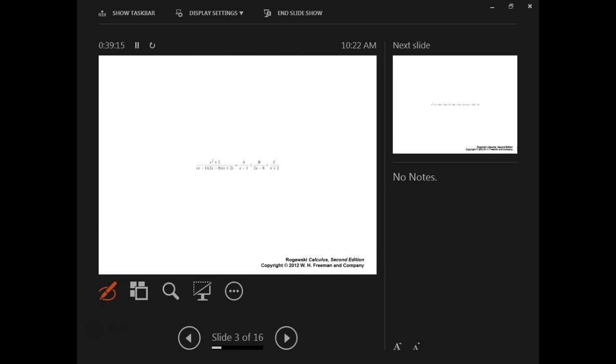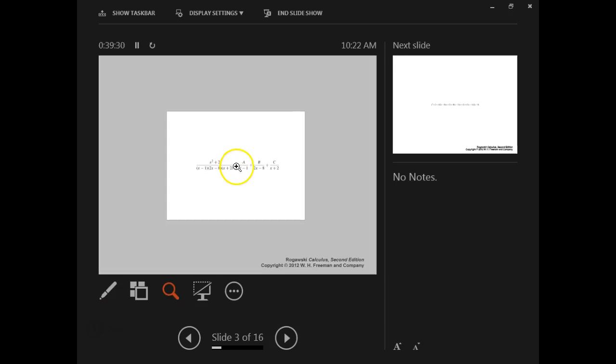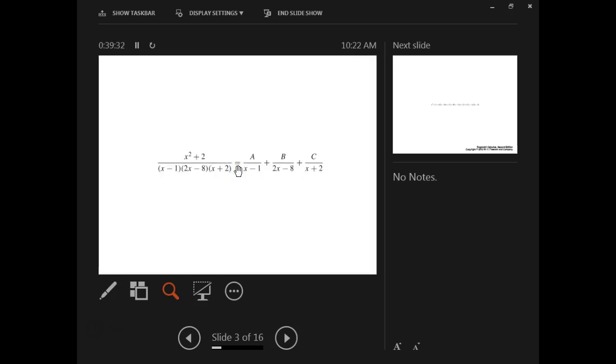All right, here I think is example 2. Let me blow it up and see for sure if it is. It's so small I can hardly read it. I hit the wrong key here. Okay. Evaluate this. X squared plus 2 over x minus 1 times 2x minus 8 times x plus 2.